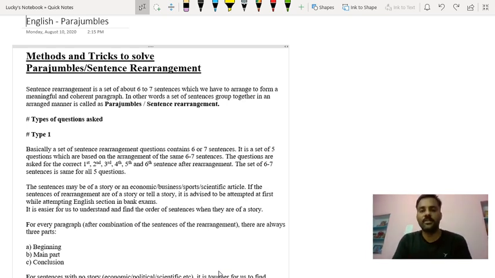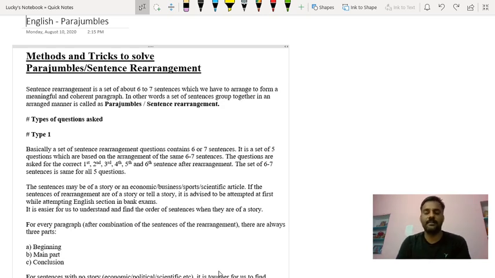Sentence rearrangement is usually a set of 6 to 7 sentences which we have to arrange in a manner so that if we read them together, we get a message. For example, if I start telling you a story, I would need to tell you the beginning, the characters, and then what happens in the middle, and then at the end I would tell you the conclusion. That's all about sentence rearrangement.